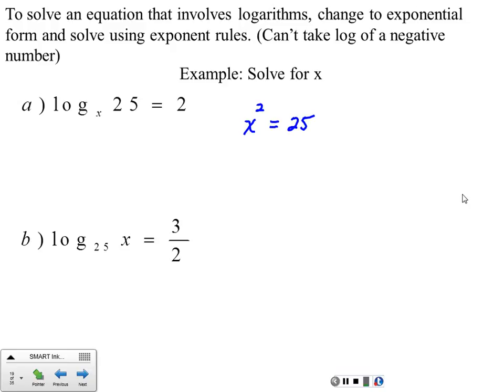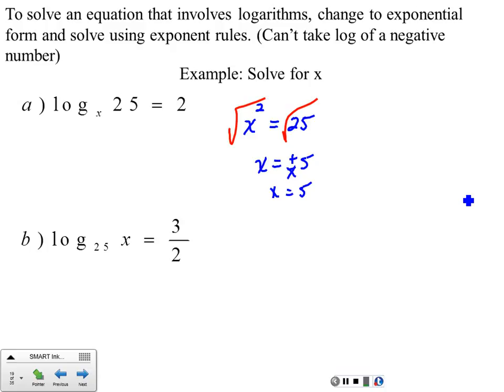So from here, you know the answer to this. Take the square root of both sides if you want to. And so x is equal to plus or minus 5, but you can't have a negative, so x is technically just equal to 5. Can't have a negative base. So again, it's just manipulating, rewriting log as an exponential.